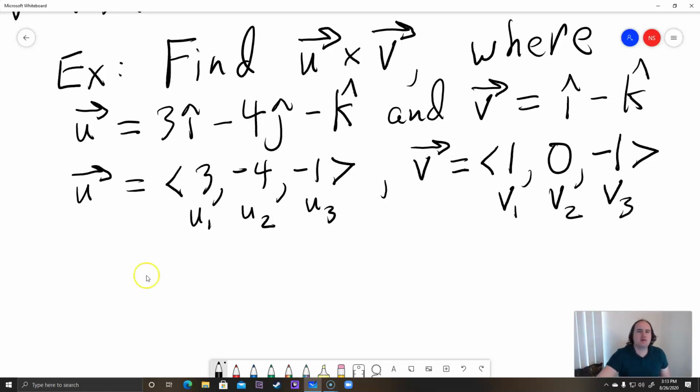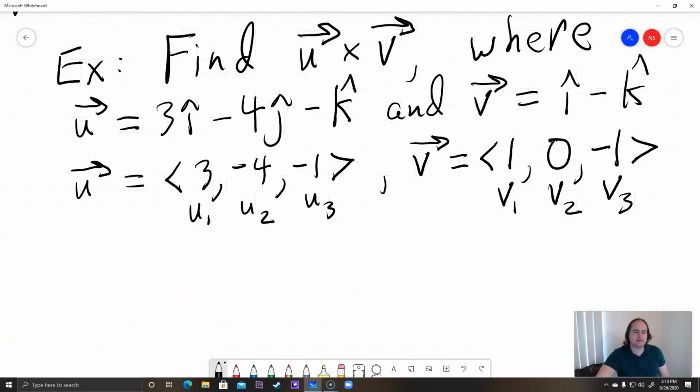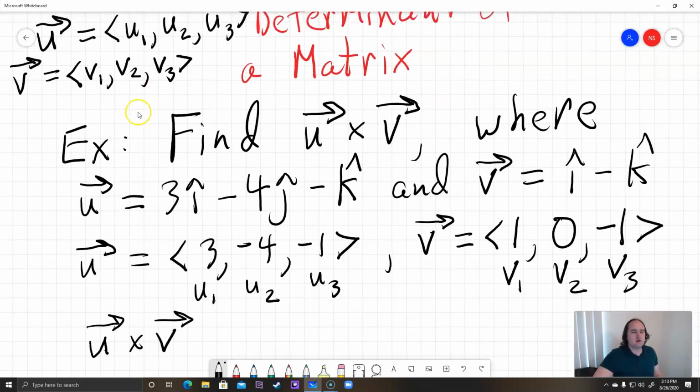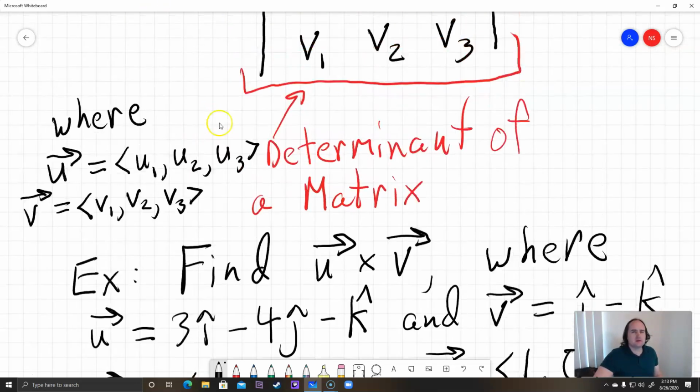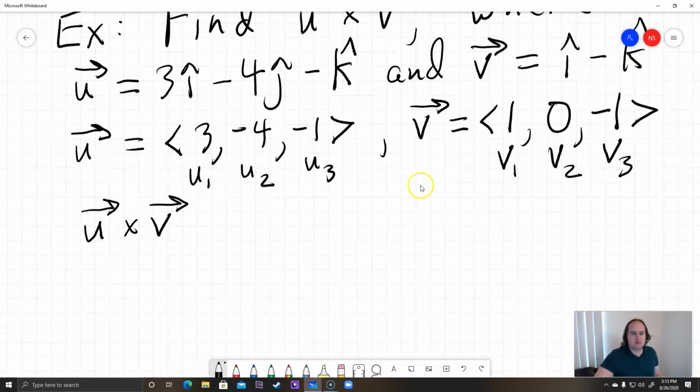Okay, and we want to find u cross v. We're just going to learn this by example. That's probably the easiest way. So u cross v is using the formula up here. We write down the matrix, and it's always going to look like this. The first row is always going to be i, j, k. So we do that first.